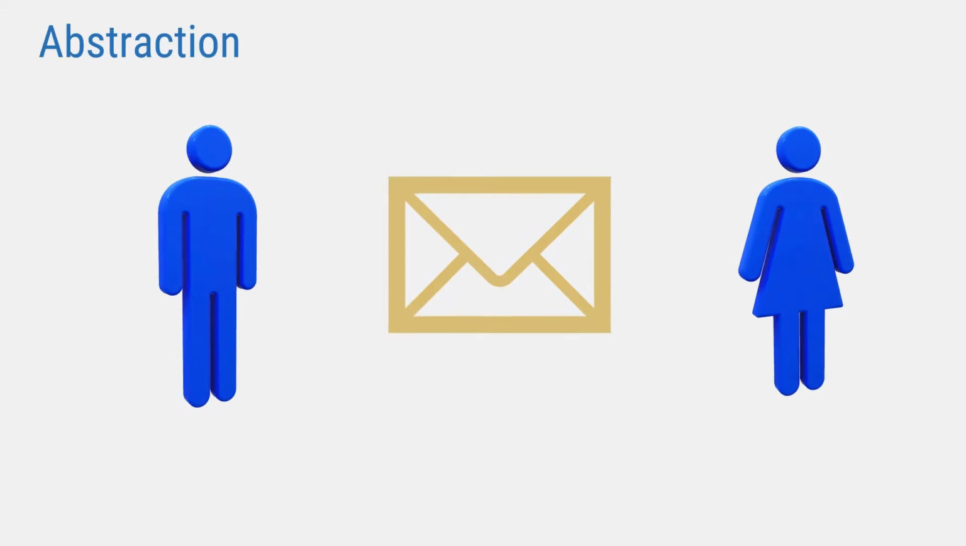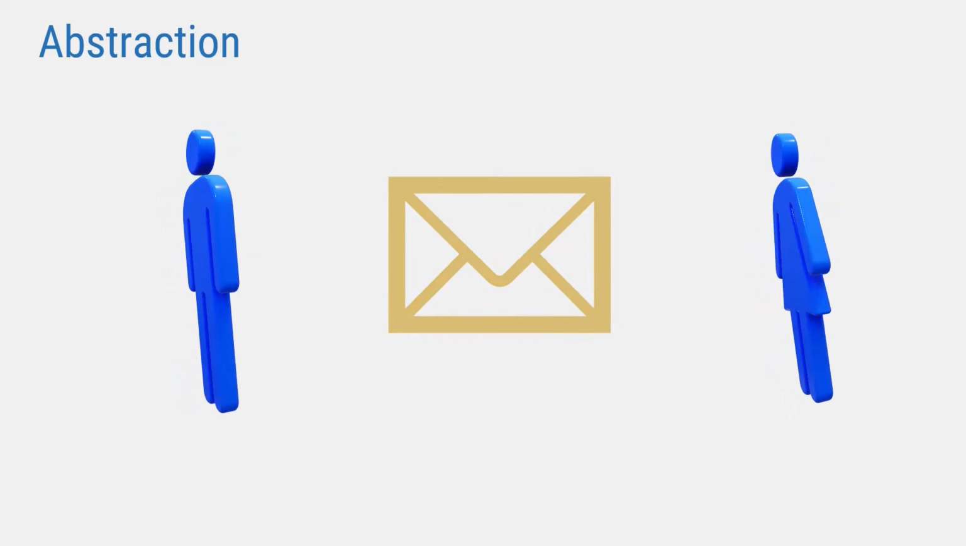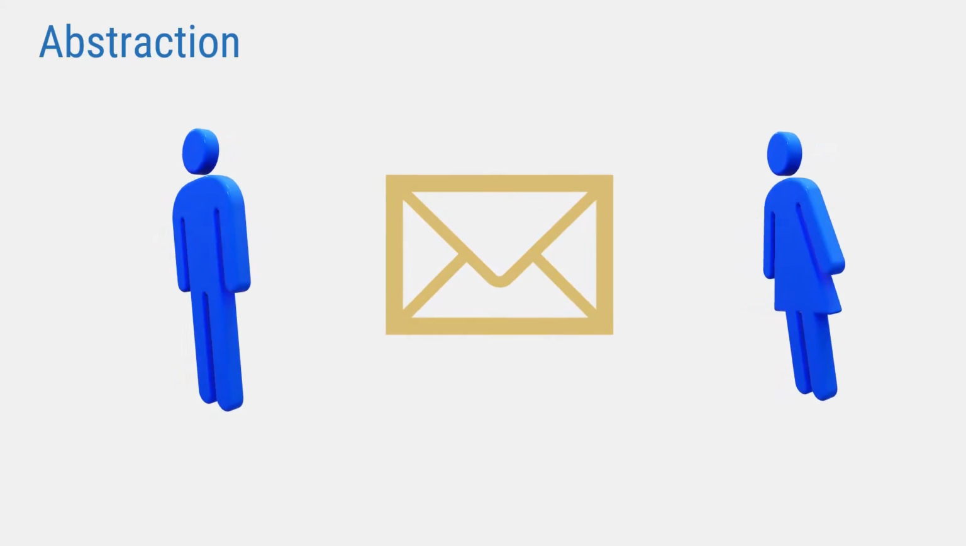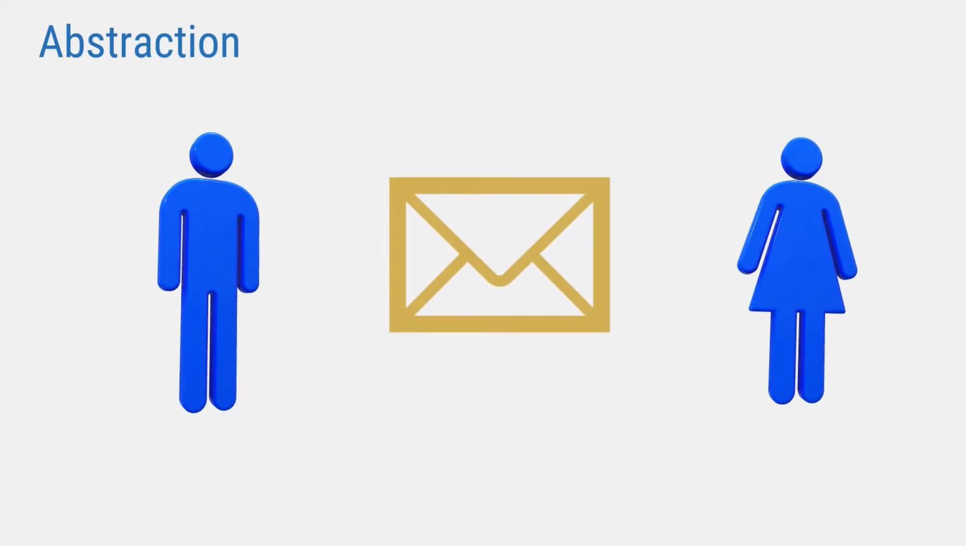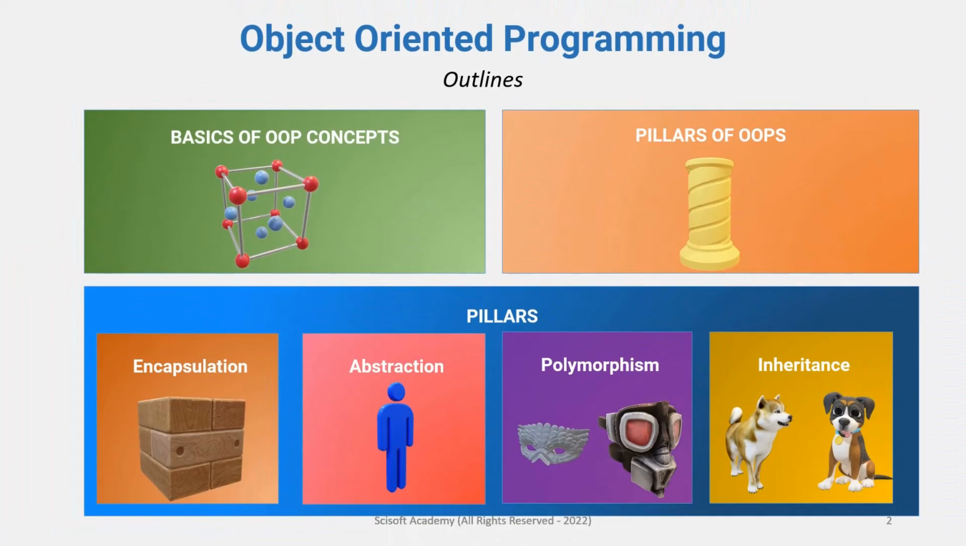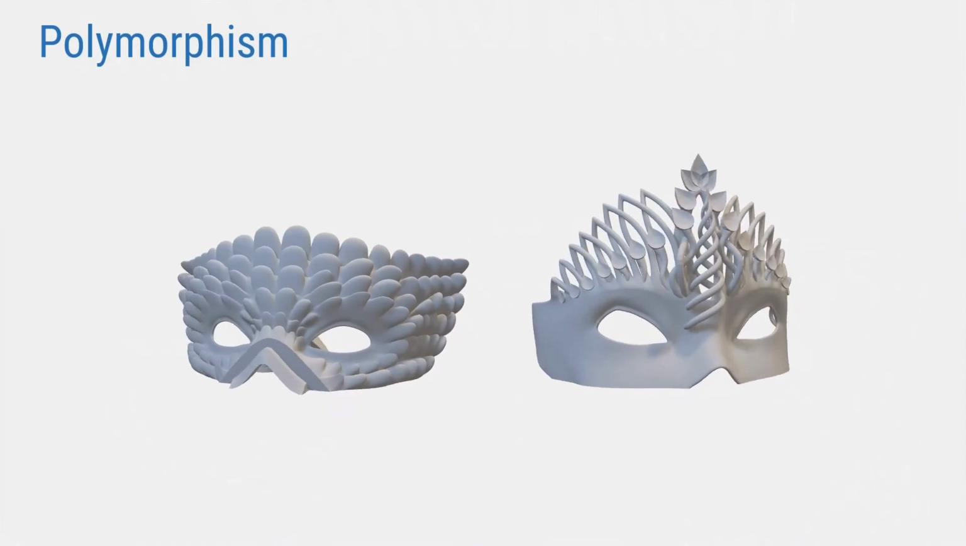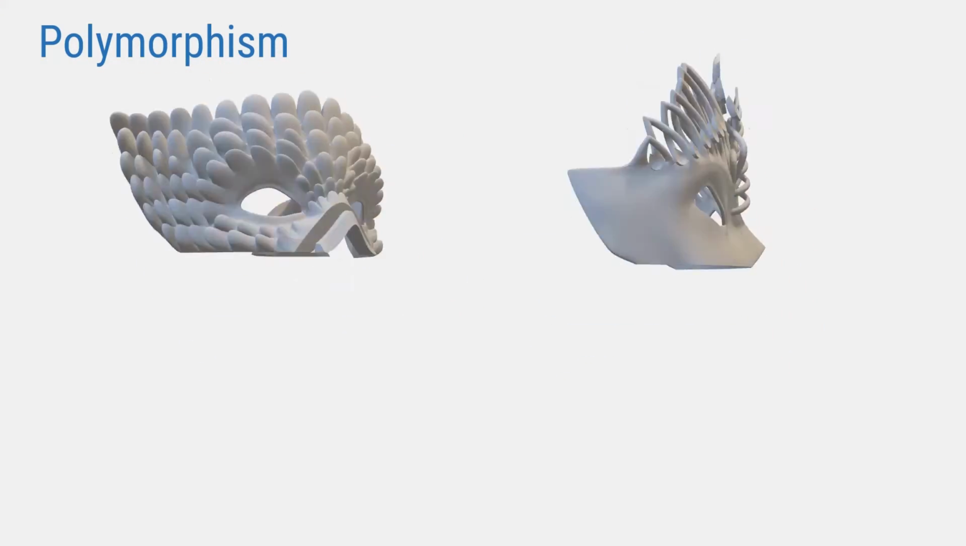So we will only show what the user needs to show or what has to be shown. So I hope we made it clear for you. Let's go ahead with the next topic, polymorphism. So what do we mean by polymorphism actually?